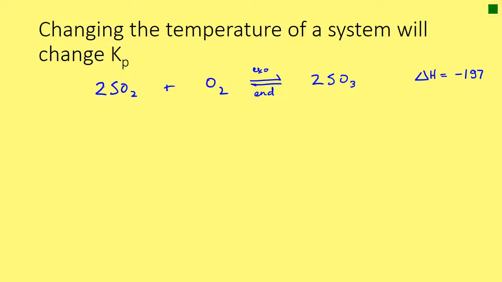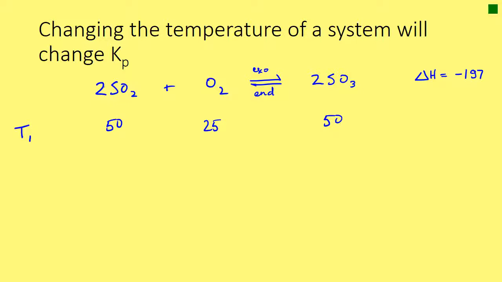And let's consider a numerical example to make this clear. Let's consider a number of molecules. Let's say that at T1, at temperature 1, there happens to be at equilibrium 50 molecules of sulfur dioxide. Let's say there's 25 molecules of oxygen, and let's say there's 50 molecules of sulfur trioxide.